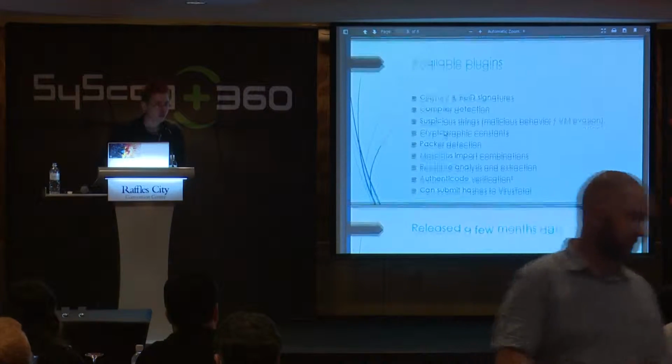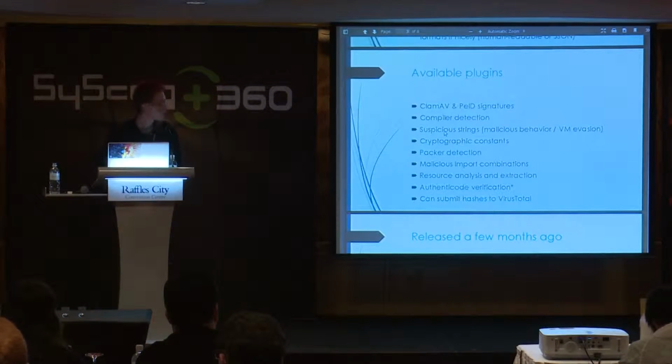So here are the plugins that I developed for this tool. There are ClamAV and PEiD signatures that are built in. ClamAV signatures are not all processed because some of them are very complex and do not translate very well to Yara rules. I do some compiler detection. I look for suspicious strings like cmd.exe and so forth. I also look for some special registry keys that are used in VM detection techniques, and for cryptographic constants.